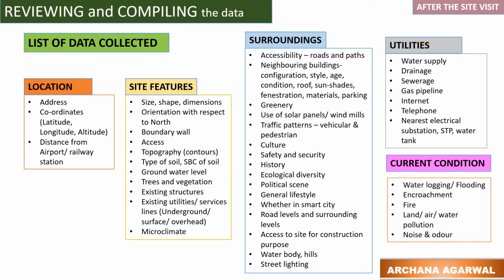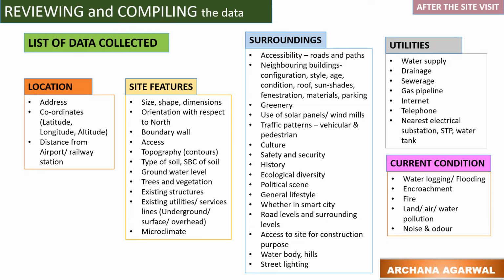The current condition of the site includes data like waterlogging or flooding on the site, any encroachment, if any fire has happened recently, and pollution: land pollution, air pollution, water pollution, noise pollution, or any odor.